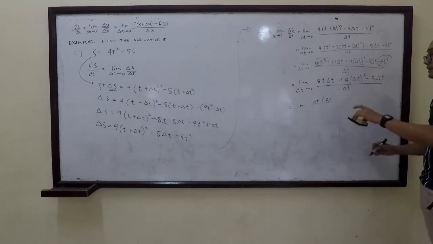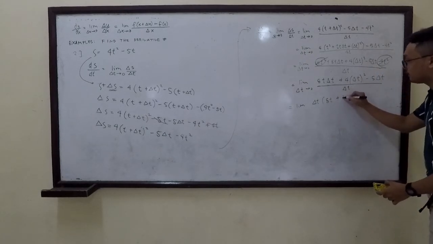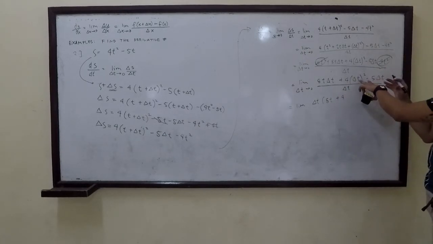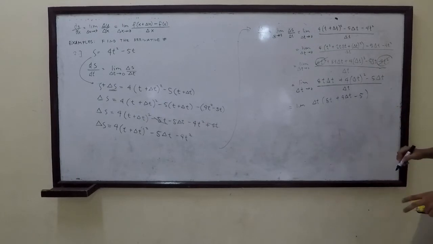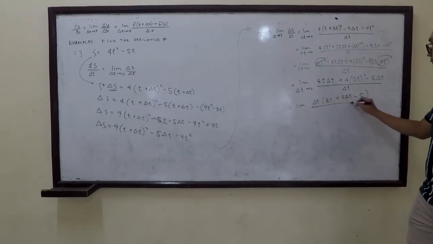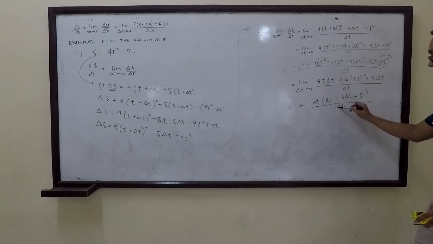Kaya ito ang ikuha delta t. Then plus 4, since isa na lang delta t niya. Then minus 5 na. Okay? Then, syempre over delta t. So delta t cancel.